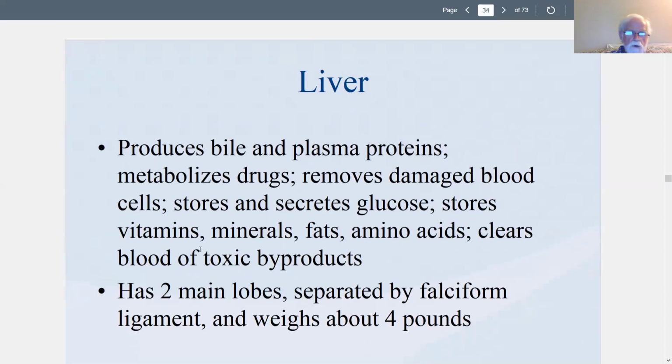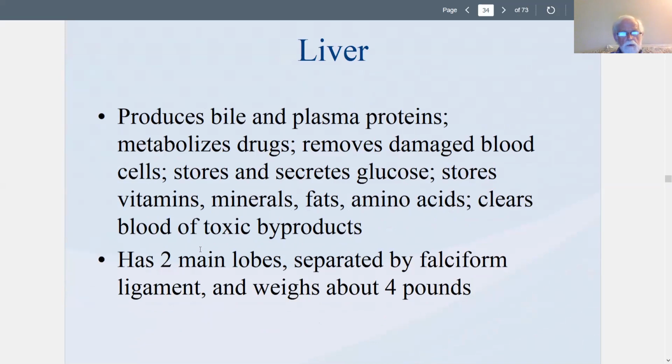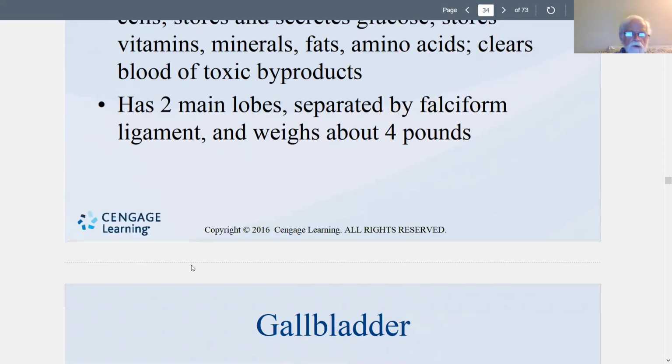And then the liver itself produces bile and plasma proteins. It metabolizes drugs. It removes damaged cells, blood cells. You can store and secrete glucose, vitamins, minerals, fats, amino acids. It's a chemical factory of the body. It's the main toxin clearing organ. There are two main lobes separated by a ligament, and it weighs about 4 pounds in most people.